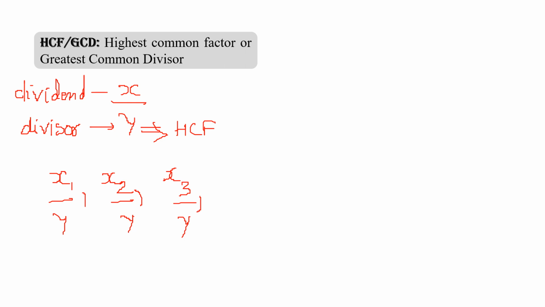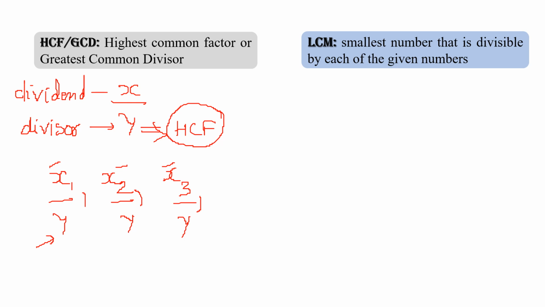There won't be any other number other than this y. There won't be any other number which will divide the given dividends thoroughly. There would be a number smaller than y which will divide these dividends, but there won't be any number greater than y which will divide the given dividends. That is what is meant by finding the HCF. So HCF means we are finding the divisor for the given numbers such that that divisor is the highest common divisor. And LCM means the smallest number that is divisible by each of the given numbers.